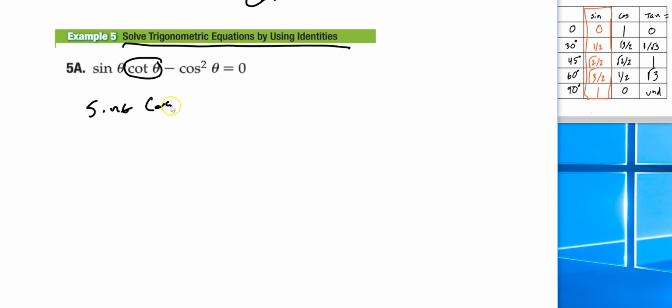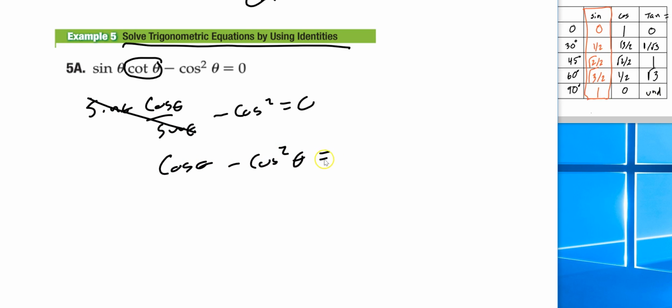Cotan is cosine over sine, minus cosine squared. Now here, the sines cancel. I'm left with just cosine theta minus cosine squared theta. Now remember the way we solved this, set it equal to 0 and factor it. These both have a cosine. And now you could split it and solve.